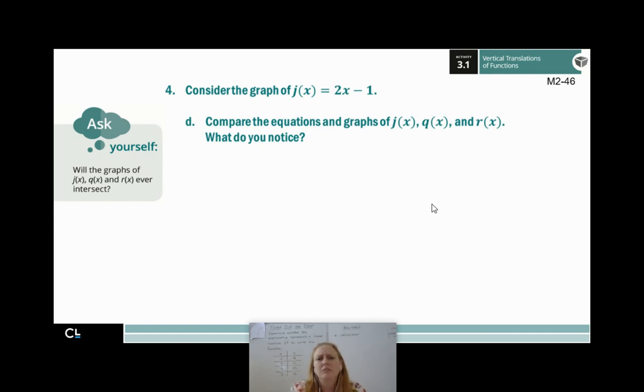Can you just take a moment? Can you compare the equations and the graphs of j of x, q of x, r of x? Can you compare all those guys? Tell me what you notice. Hit pause. Tell me what you see. Hit play when you're ready to check your work.